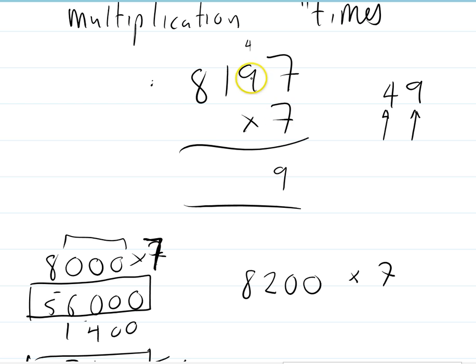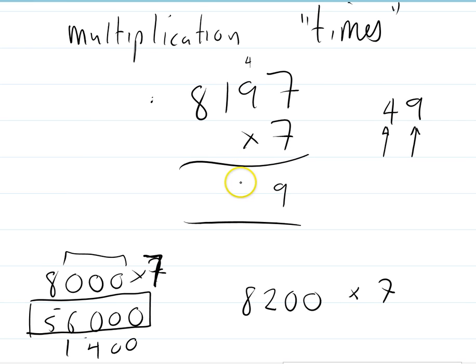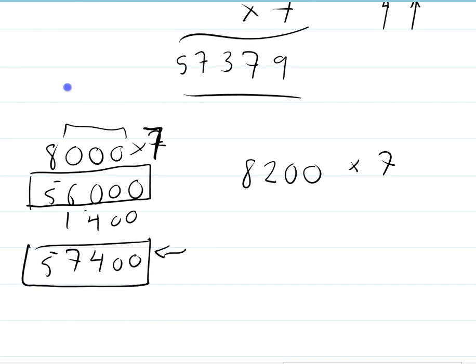Okay, 9 sevens are 63, plus 4, 63, 64, 65, 66, 67. 7 down, 6 to carry. What you couldn't see there was that I was counting on my fingers. 7 ones are 7, plus 6 is 13. 3 down, 1 to carry. Again, that's the 3, and the 3 down there, and 1 to carry is because that's a 10. 7 eighths are 56, plus 1 is 57. And there's my answer, 57,379.